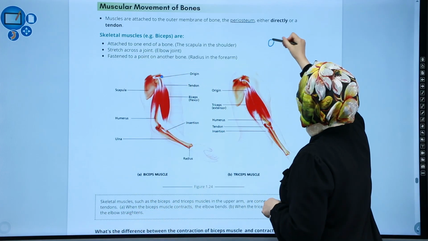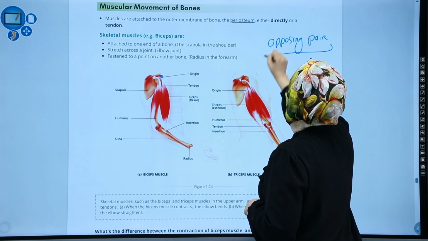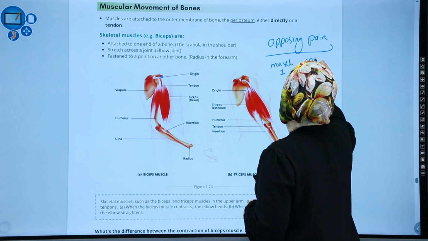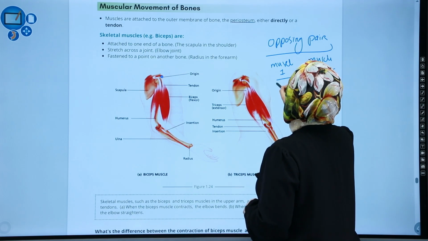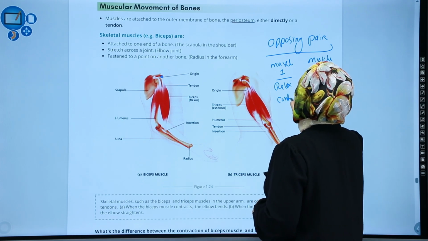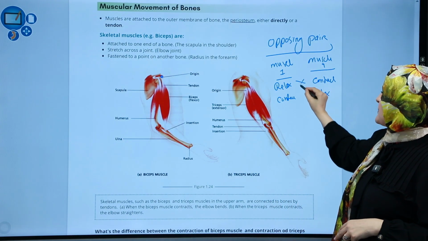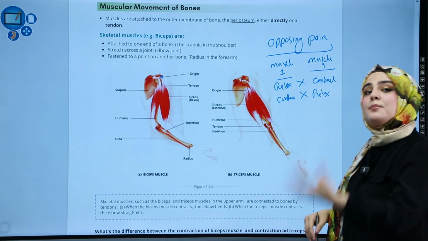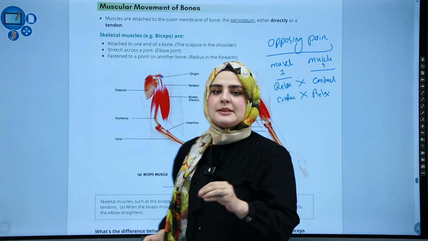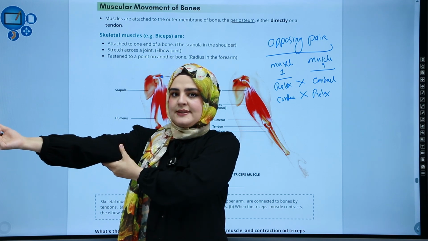Those pairs are called opposing pairs. An opposing pair is where you have muscle number 1 and muscle number 2. When one of them relaxes, the other can contract. When this one contracts, the other must relax, like this. This is why they're called opposing pairs, because they act differently and they're complementary in their action to each other. An example of two muscles that are an opposing pair is your bicep and then your tricep behind it.